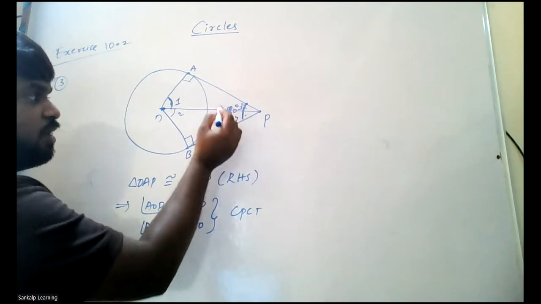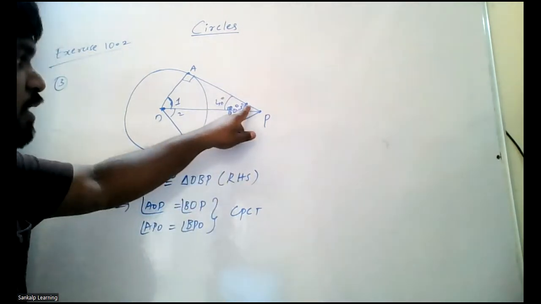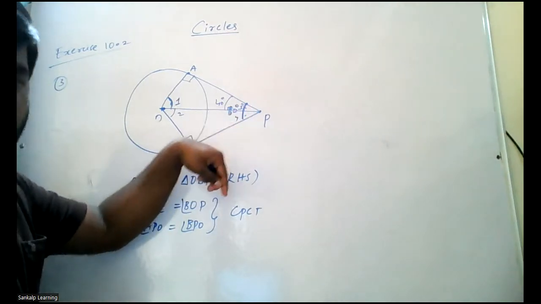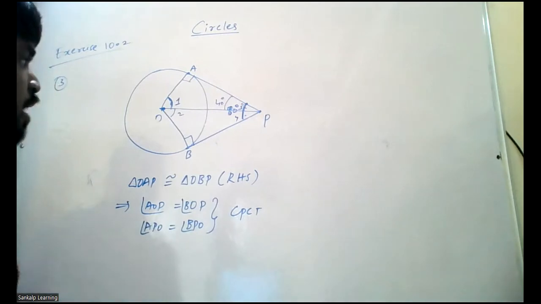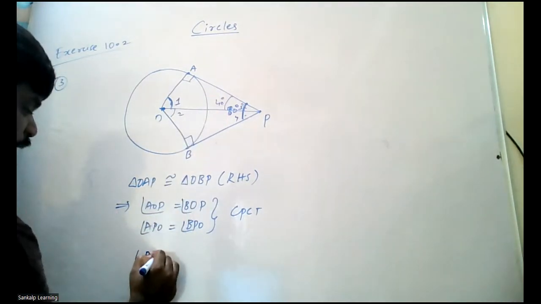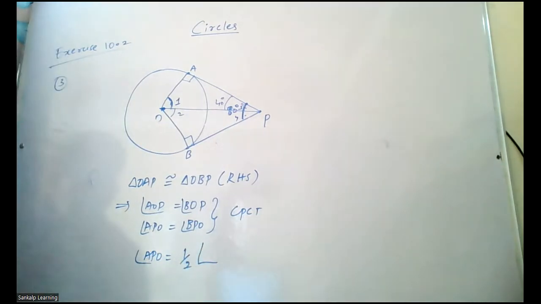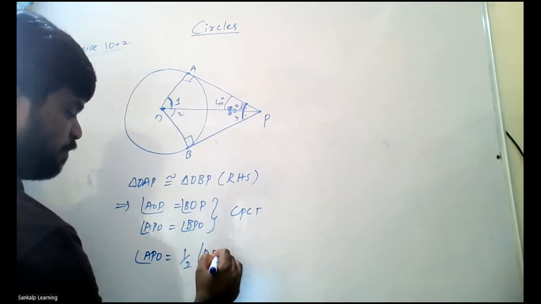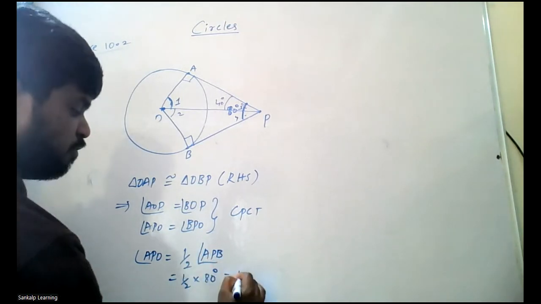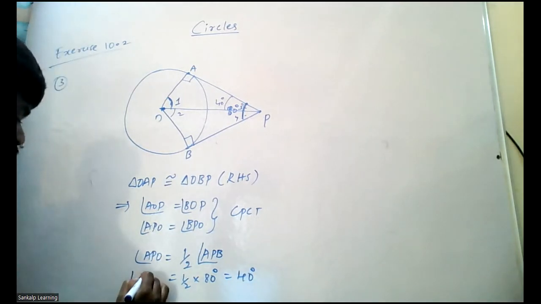Now, if these two angles are equal, the complete angle is 80. If these two are equal, it becomes 40, right? This becomes 40, isn't it? Because these two are equal. Equal in the sense both should become 40 and 40, so that the total angle is 80. Which implies, what is the name of this angle? APO. APO is half of the complete angle. What is the complete angle name? APB. That is half into 80 degrees, which will become 40 degrees. Okay, we got the value of APO.